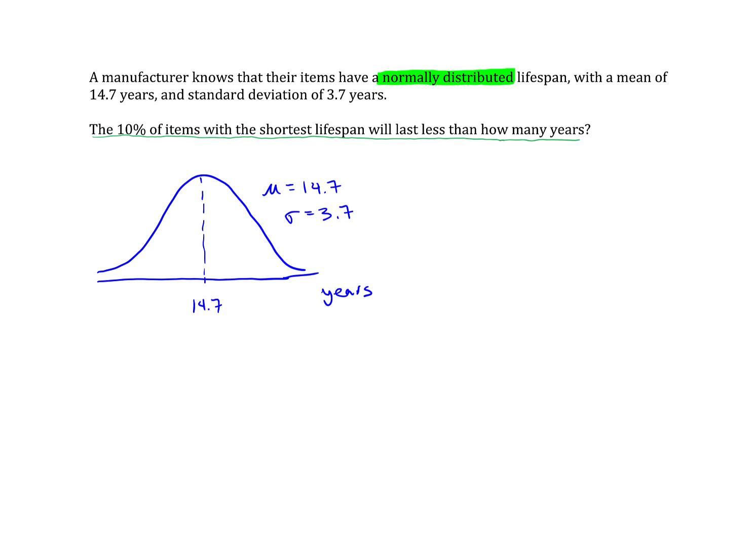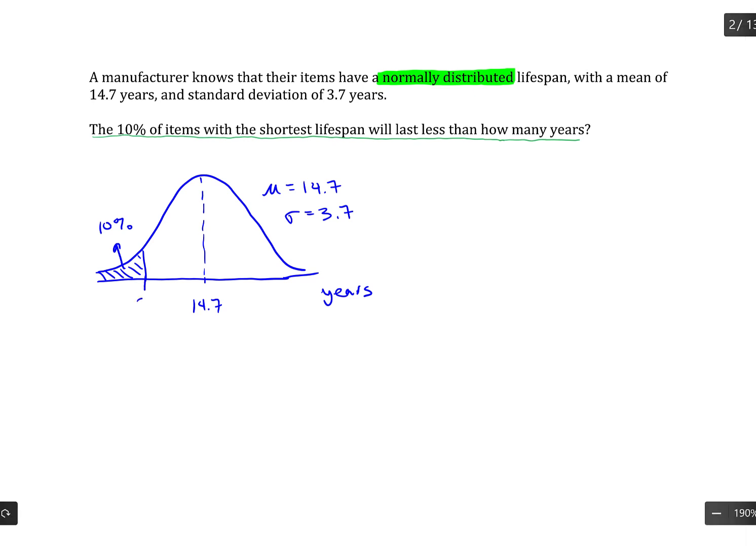What I want to know is the 10% of items with the shortest lifespan, so the smallest number of years, will last less than how many years? So the shortest 10%, so 10% of my region's data. I don't know exactly where that is, but I'm going to shade what I feel is approximately 10%. And it's important to understand that what I'm shading is the percentage or the area under the curve.